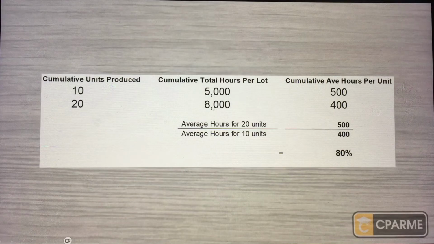For the cumulative units produced, 10, the cumulative total hours per lot is 5,000. And the cumulative average hours per unit is 500, since 5,000 divided by 10 is 500. And then for the cumulative units produced 20, the total hours is 8,000. So 8,000 divided by 20 is 400. I think the dividend and divisor were just reversed here. So it should be 400 over 500. It's 80%.